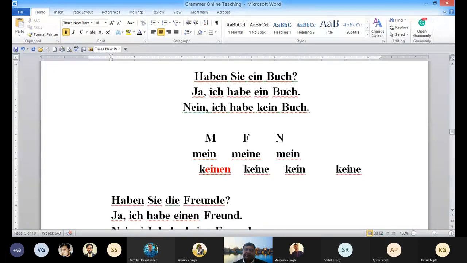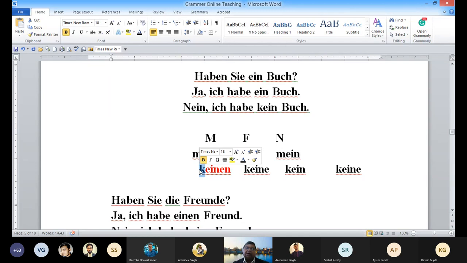So you can see that masculine and neuters are the same, only for feminine one extra is coming, meine, like meine Frau, my wife, meine Freundin, my friend, meine Lehrerin, meine Studentin. So any feminine noun will take meine, and then masculine and neuters will take mein. Similarly, just like einen, you can also use here meinen, meine, mein.